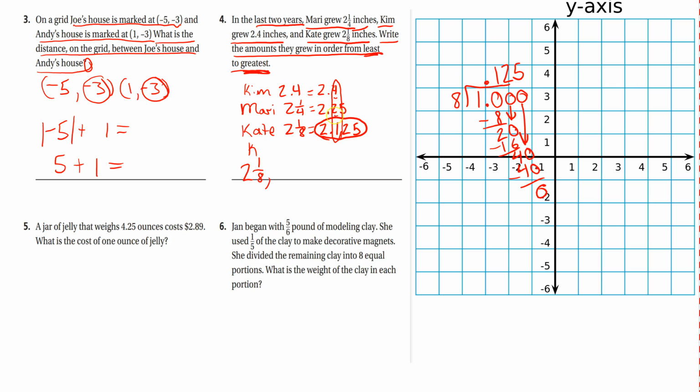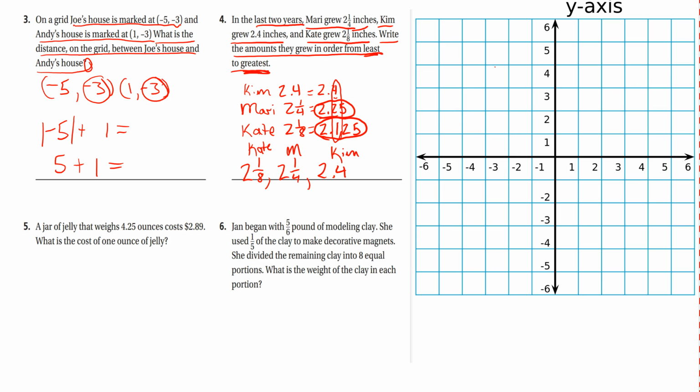And then the next smallest is a 2. So that was this one, which is 2 and 1/4. And that was Mary. And then the biggest one was Kim. And she was 2.4. And that was Kim. Oh, I have Kate and Kim. So Kate. And that's Kim. All right. Let's move on.